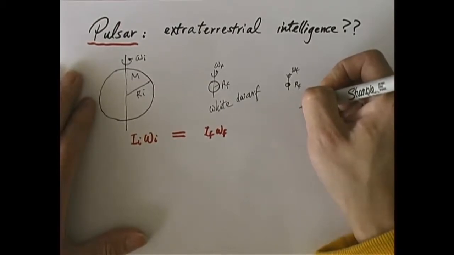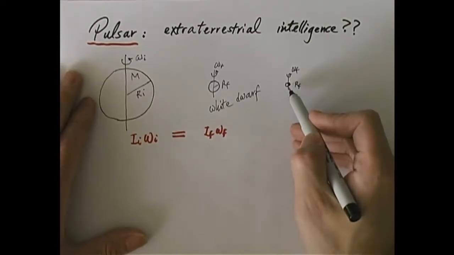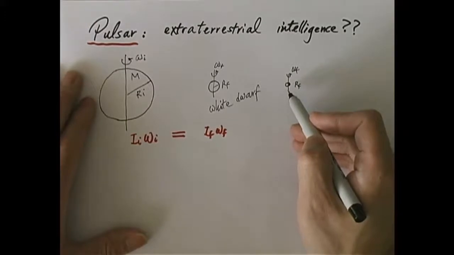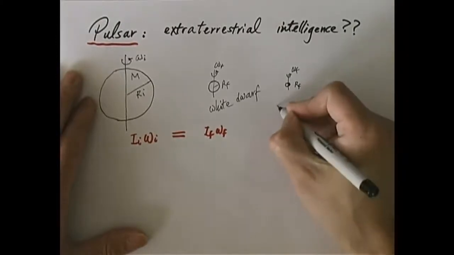Can you believe that? You may have heard that when the star shrinks to such an incredibly small size, the density is so high that the protons and electrons are squeezed together to form what's called neutrons. So the whole thing is made of neutrons. We call it a neutron star.